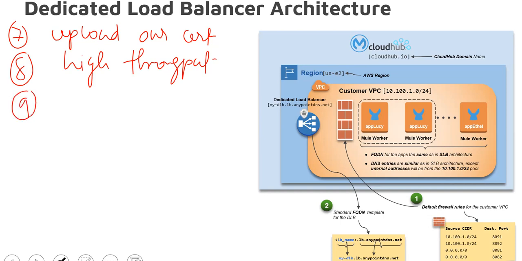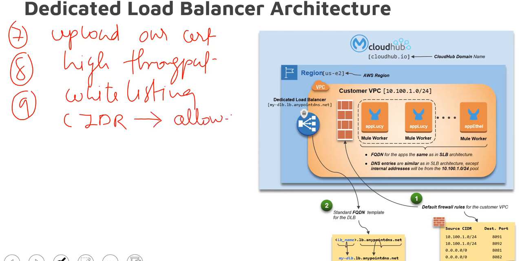Point number 9, if I want to control the public traffic inside my VPC, there is no option on the shared load balancer. Here we can whitelist. The whitelisting option is there. We can say that I want to whitelist some specific CIDR block only, so from that CIDR block only, traffic will be allowed. That also we can do here.